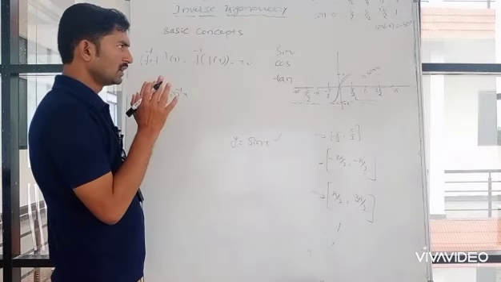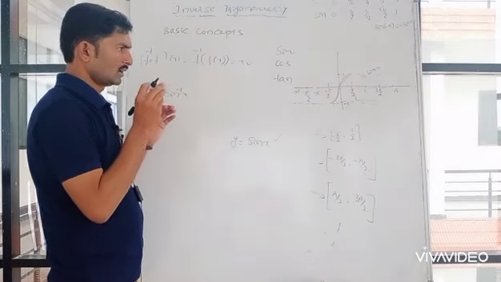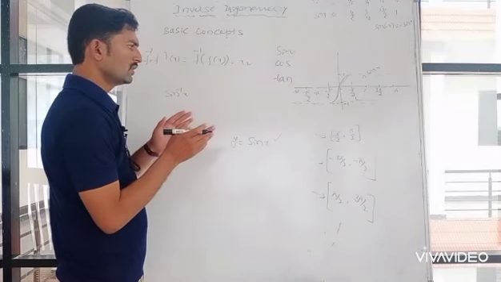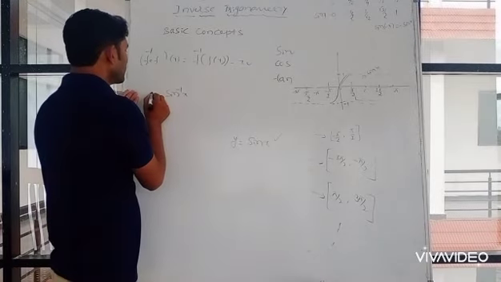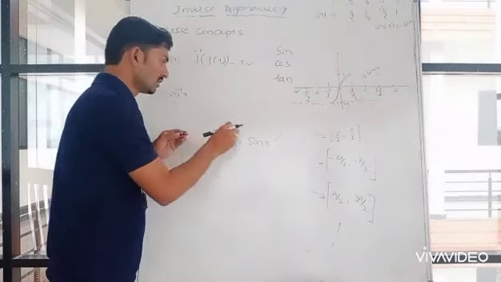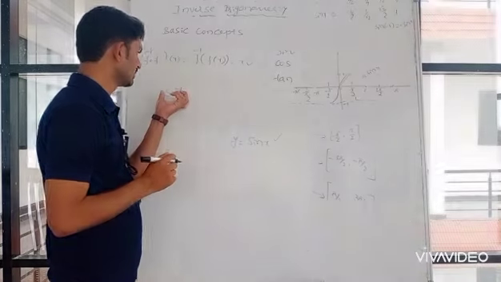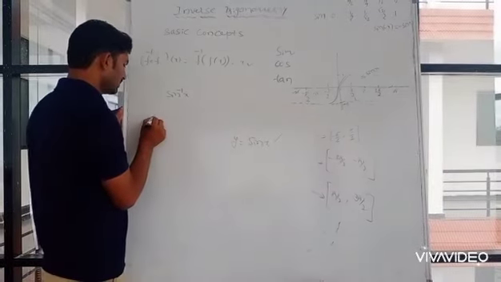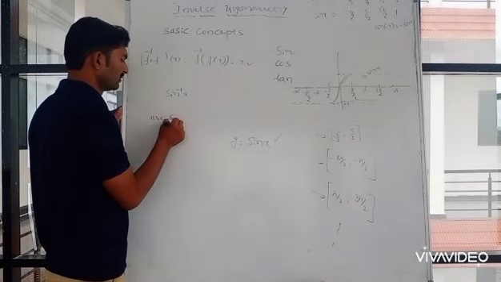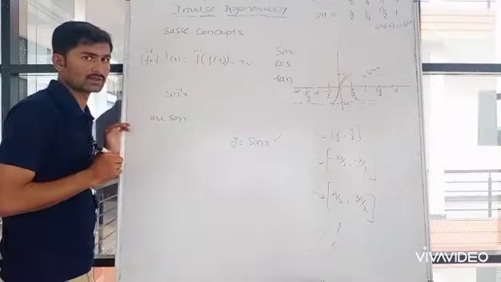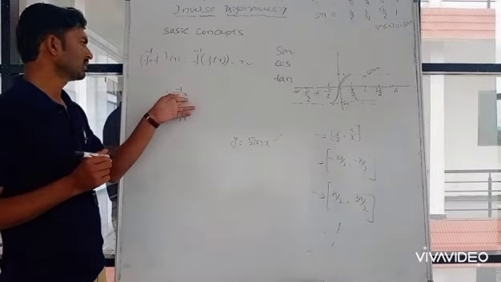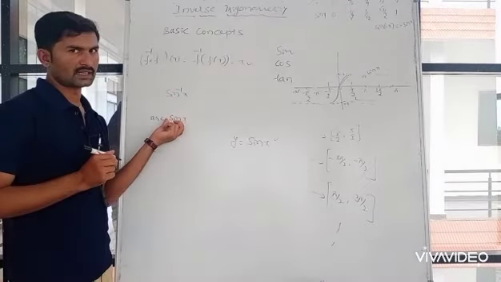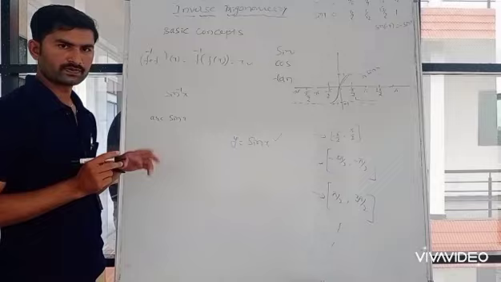If you consider only a limited portion, then the sine function is both 1-1 and onto, and then we can say there exists an inverse for that sine x function. So that is sine inverse of x, or else arc sine x also you can write. The inverse of the sine x function has that notation, sine inverse of x, or arc sine x, both are the same.